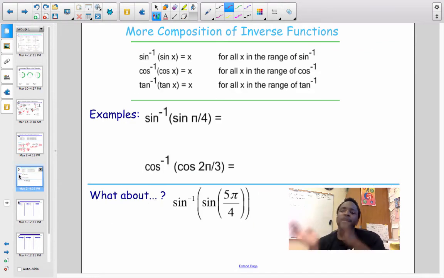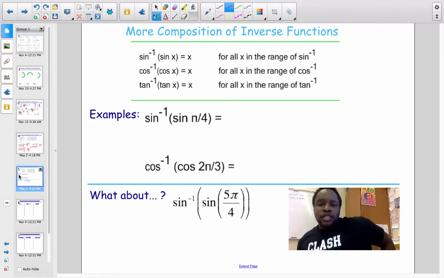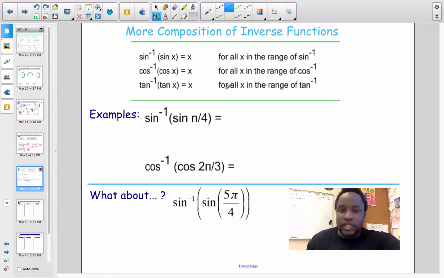All right, now the inverse sine is going to be on the outside of the composite function, and the same goes as well. So the inverse sine of sine of x equals x is true for all x in the range of inverse sine, and so on and so forth for cosine and tangent. So inverse sine of sine of pi over 4. Yeah, it's going to equal pi over 4, but let's think this through so that we know what we're talking about. You start within the parentheses, sine of pi over 4.